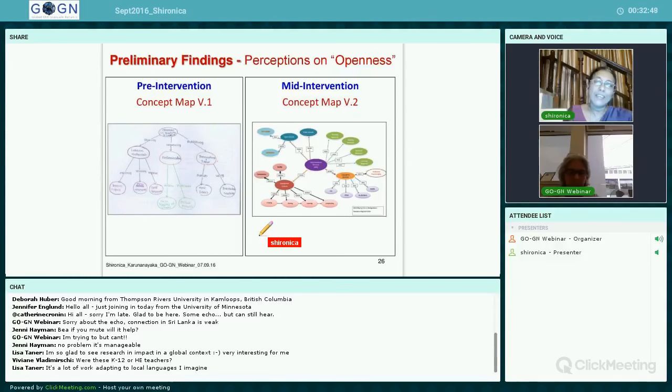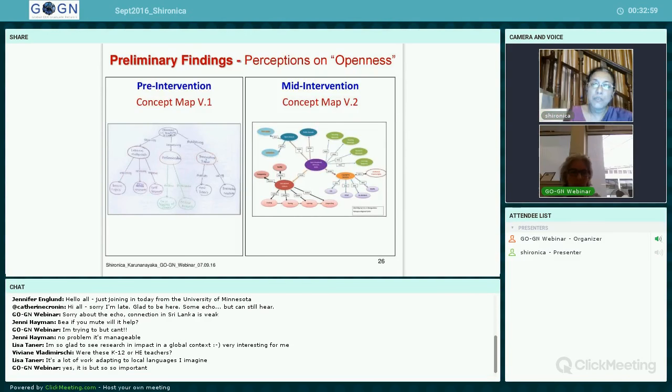Now another strategy we used was concept mapping. That is mainly to see the changes happening in the perceptions or their thinking. Because we thought this concept mapping is a good strategy to see how their thinking changes. So at pre-intervention, we asked them to create a concept map of what they think about openness in education.